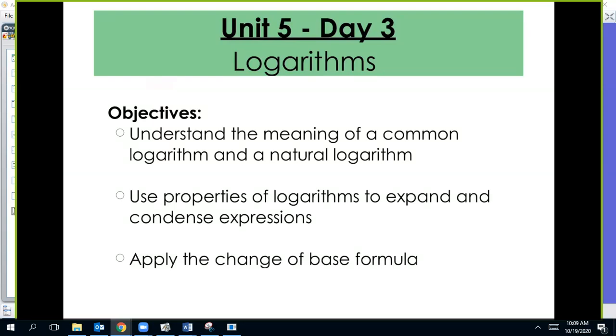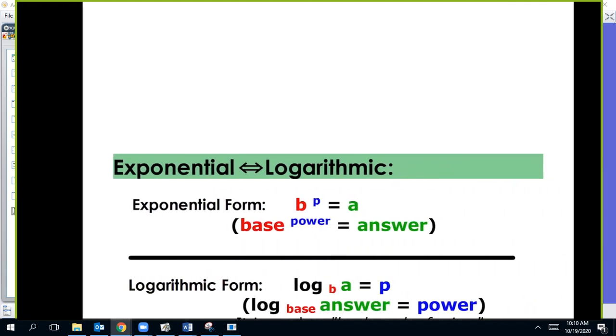Everyone. Today we are going to be covering my favorite topic, logarithms. Well, one of them. I love all the topics. Here are our objectives. We're going to do a meaning of common logarithm, natural logarithm, properties of logs, and the change of base formula. So first things first, what is a log?